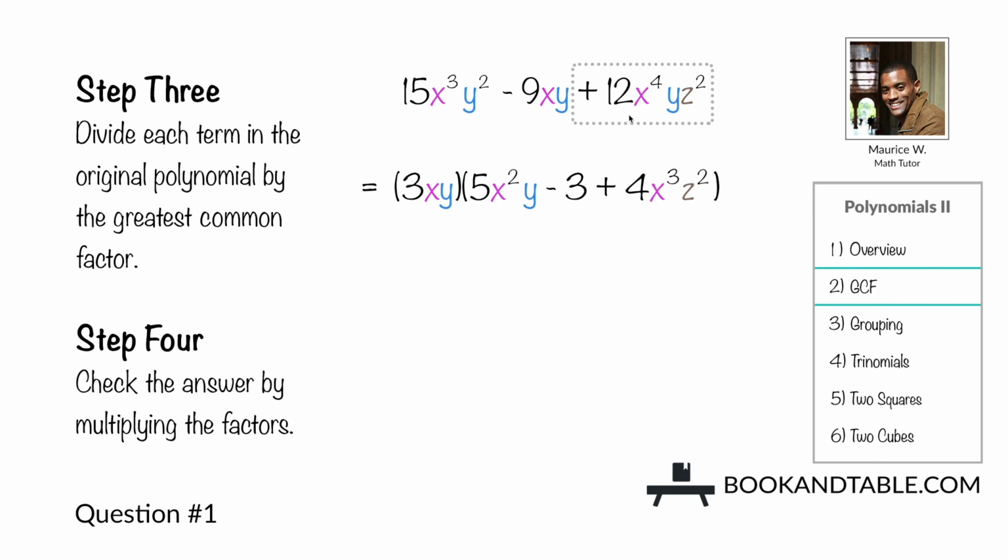And now the third term, we divide it by the greatest common factor. We get 12 divided by 3, which is 4. X to the fourth divided by x is x to the 4 minus 1, which would be x cubed. And z squared divided by no z's is still z squared. So the factors of this polynomial are 3xy times 5x squared y minus 3 plus 4x cubed z squared.